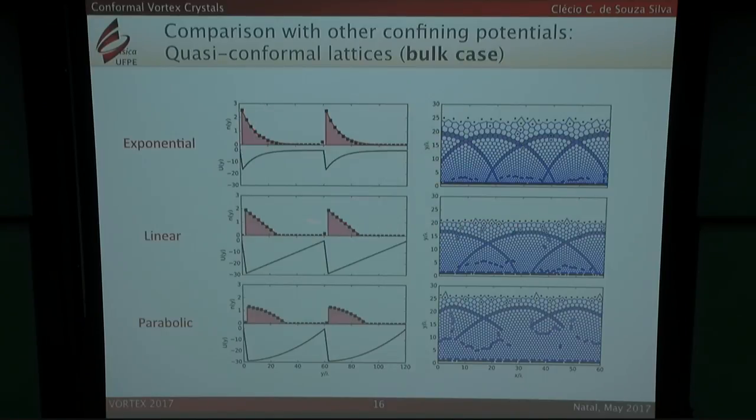So what you see here is that the linear potential can accommodate a crystal that resembles the conformal crystal. But this is not exactly conformal. If you do the inverse map, it won't go to a triangular lattice, okay? And this one, with the inverse curvature, you see that there is a phase separation here. You have Abrikosov lattice here, and here is more or less a conformal lattice.